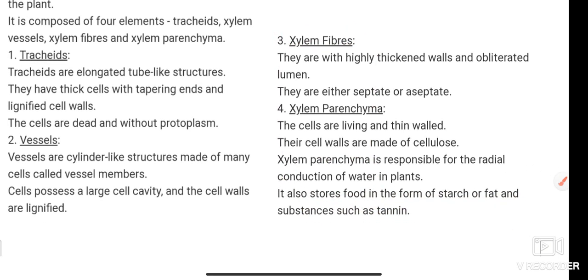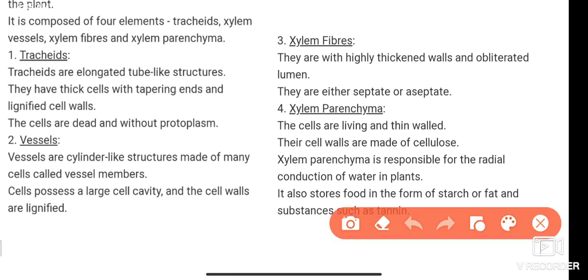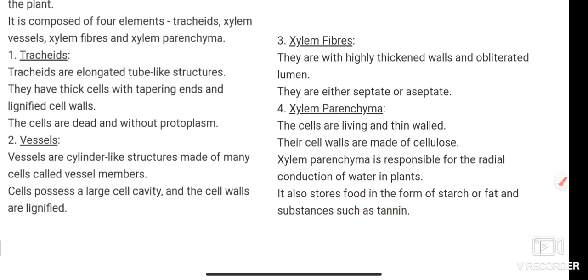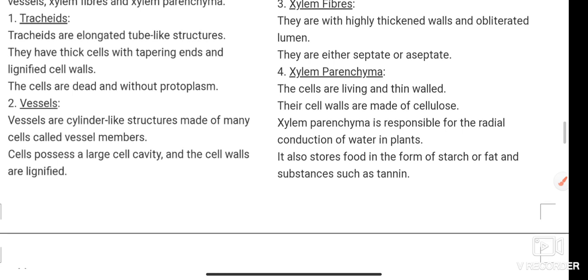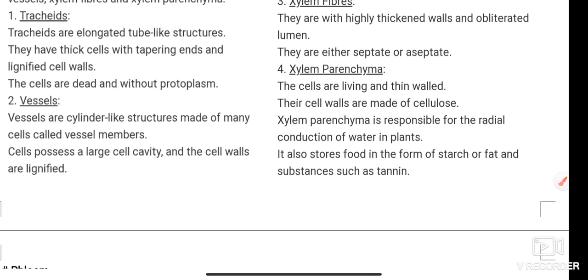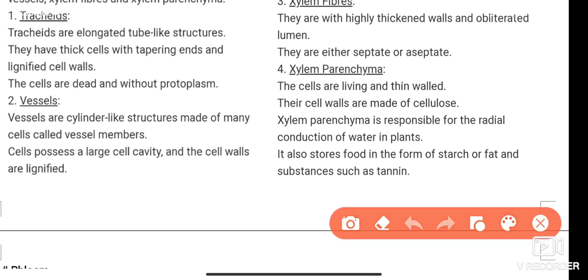Next is xylem fiber. They have highly thickened walls and an obliterated lumen. Lumen means internal opening. Xylem fibers look like this, with an obliterated lumen, that means not a straight lumen.